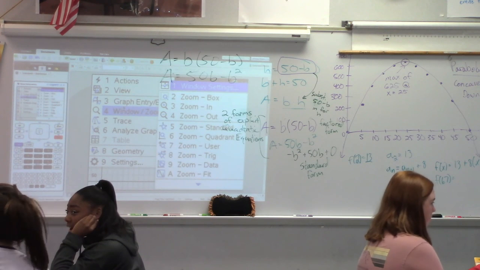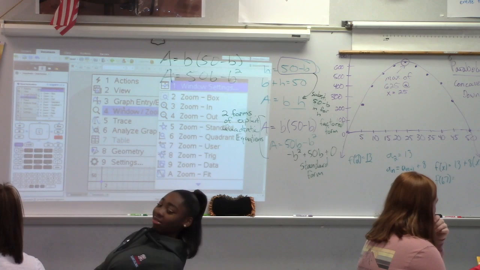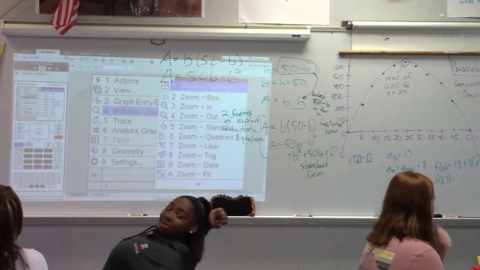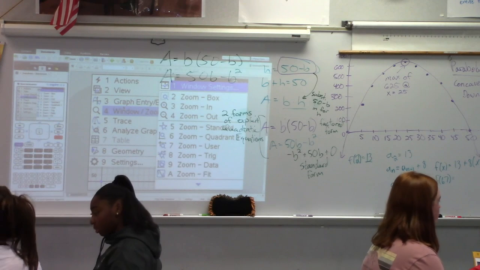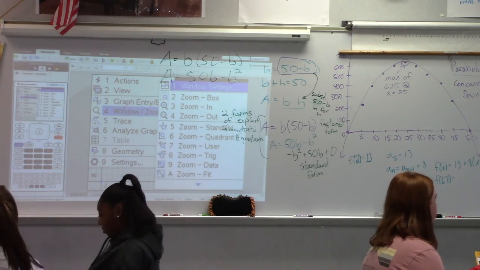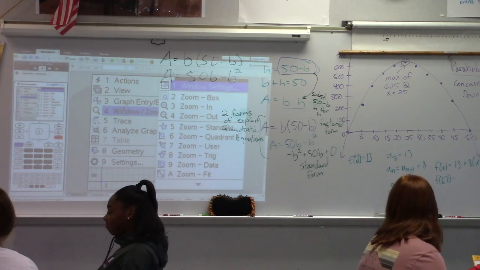It's because you went all the way past. So it has all of these negatives. It's not necessarily wrong, just leave it for now. You just went too far. You wanted maximum height of 50.